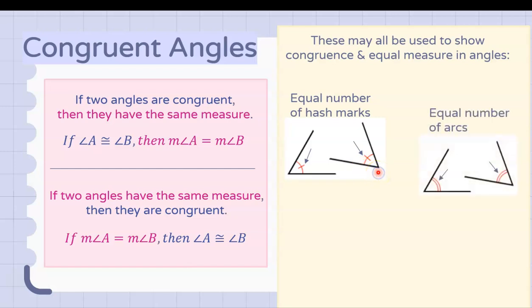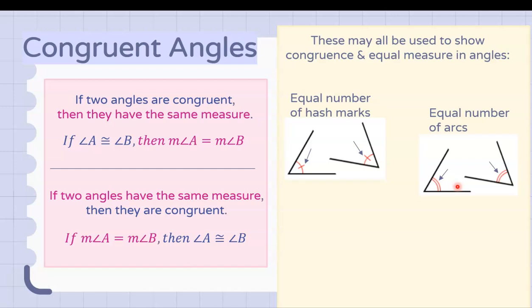You also can see angles where they have a different number of arcs. So they might not have any hash marks going on, but we can see in this angle, there's two little curved arcs. And in this other angle, there's the same number, two little curved arcs. That tells me that these two angles are congruent. That tells me that they have the same measure.